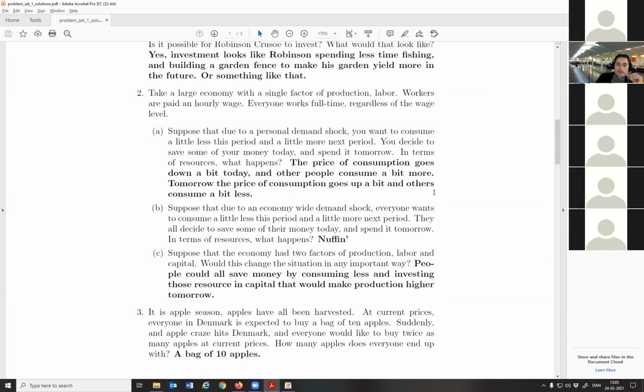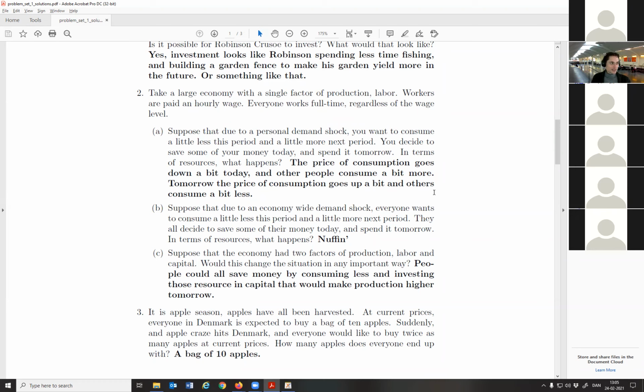Part B: due to an economy-wide demand shock, everybody wants to consume a little bit less this period and a little bit more next period. They all decide to save some of their money today and spend it tomorrow. In terms of resources, what happens? Nothing. So why does nothing happen? Nothing happens because the amount that's produced and consumed every day is fixed. The amount of labor there to produce it is exogenous. It doesn't have anything to do with the wage rate or the prices.